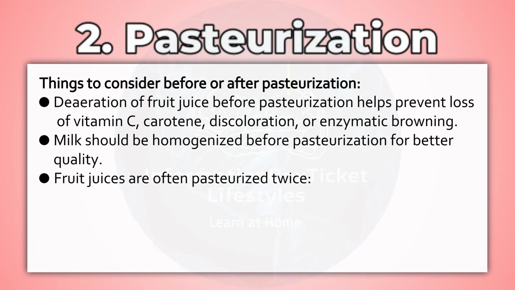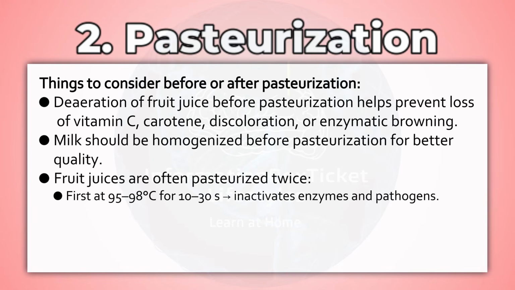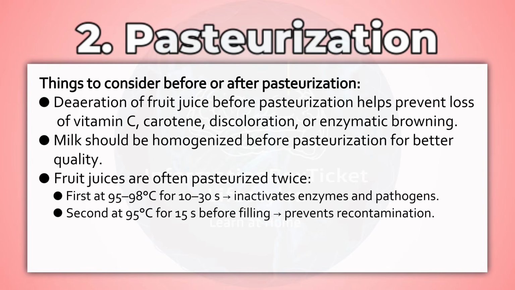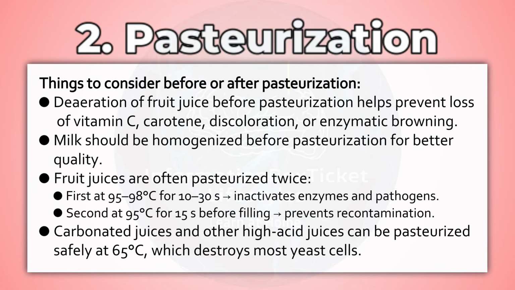Fruit juices are often pasteurized twice. First at 95 to 98 degrees Celsius for 10 to 30 seconds, which inactivates enzymes and pathogens. Second at 95 degrees Celsius for 15 seconds before filling, which prevents recontamination. Carbonated juices and other high-acid juices can be pasteurized safely at 65 degrees Celsius, which destroys most yeast cells.